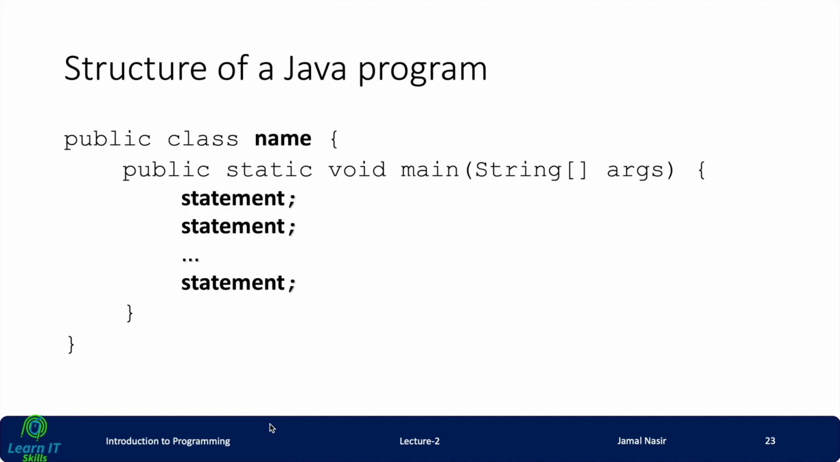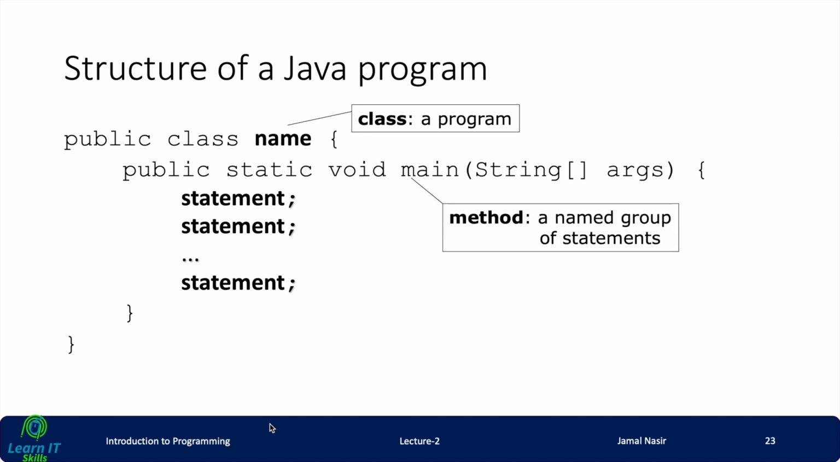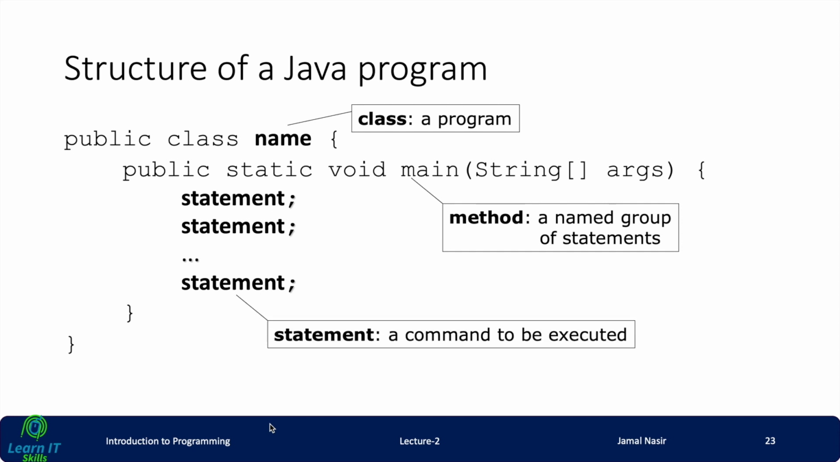So the structure of a Java program, as I told before, is that we have some class name and then we have some statements in a function. So this is a class name, right? And the file name should match this class name. And a method. A method is a group of statements. We will discuss methods in great detail in the next lectures. So yeah, a statement is a simple command to be executed. It's one command, right?